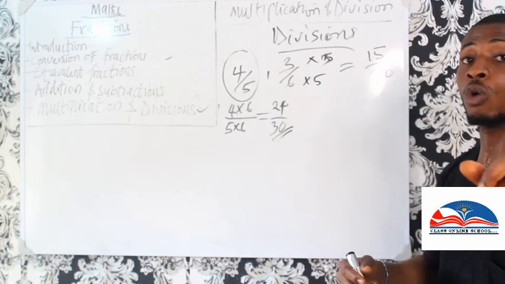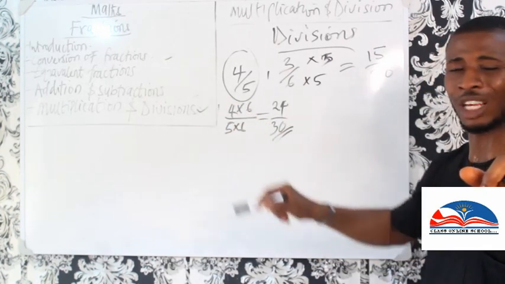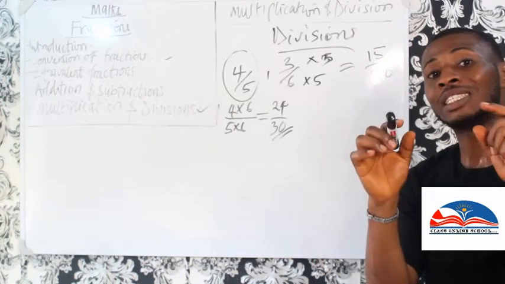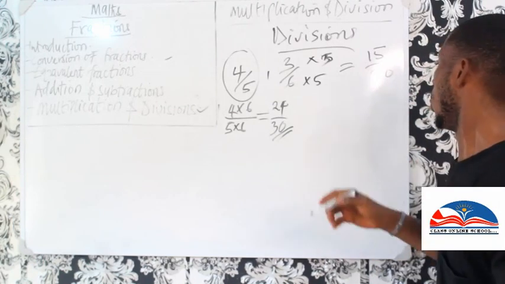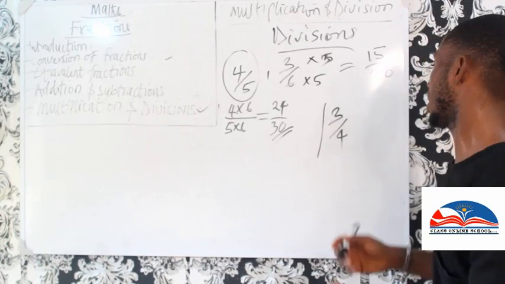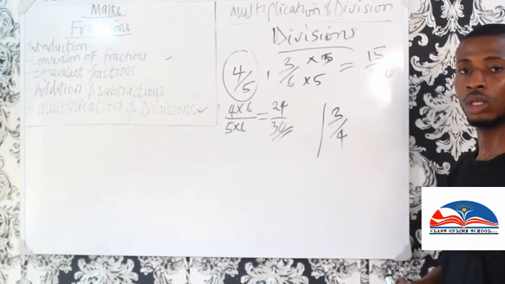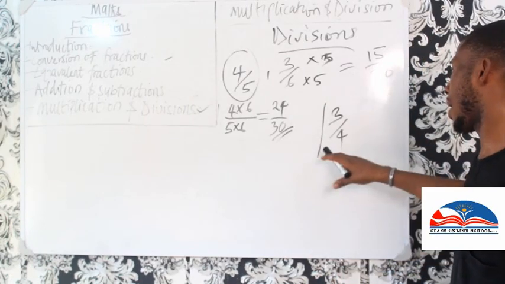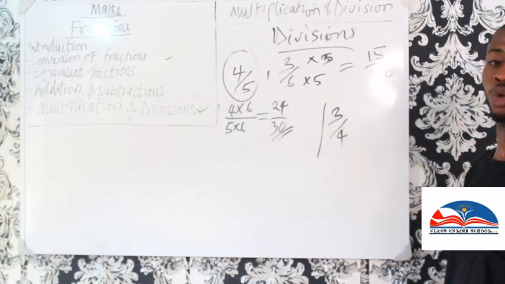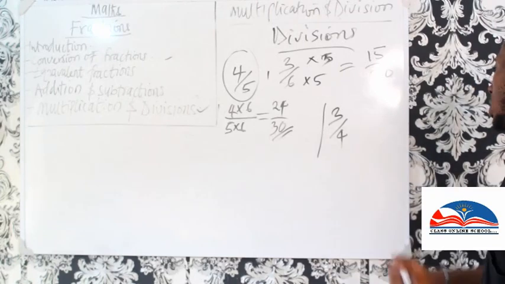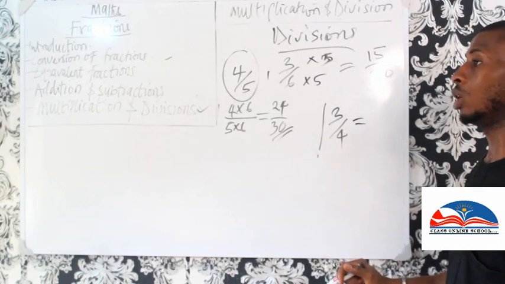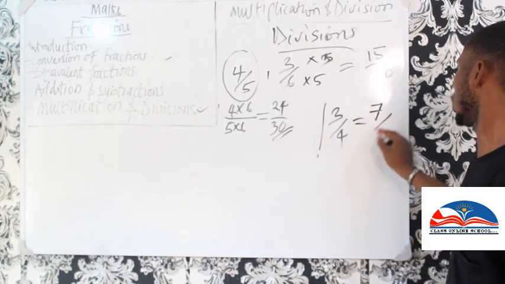Okay, before we move to addition and subtraction, I would like to open up a little thing to you. There is a scenario where they will give you a whole number and a fraction. What you do is just convert it into a single fraction. Now this one is 4 times 1, 4 plus 3, which will give us 7. 7 all over 4.